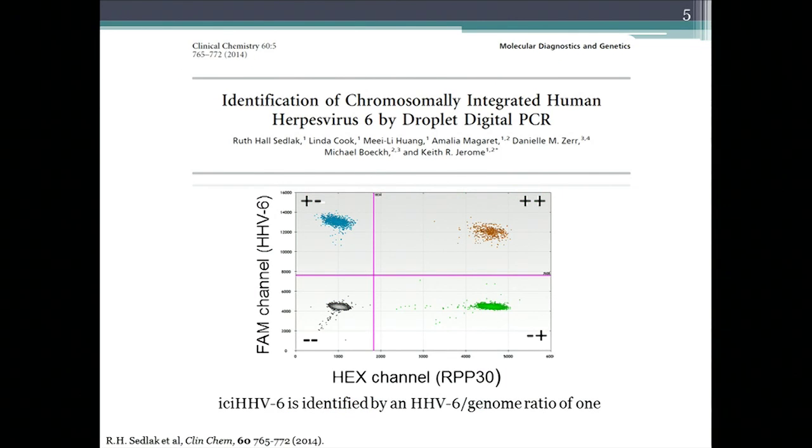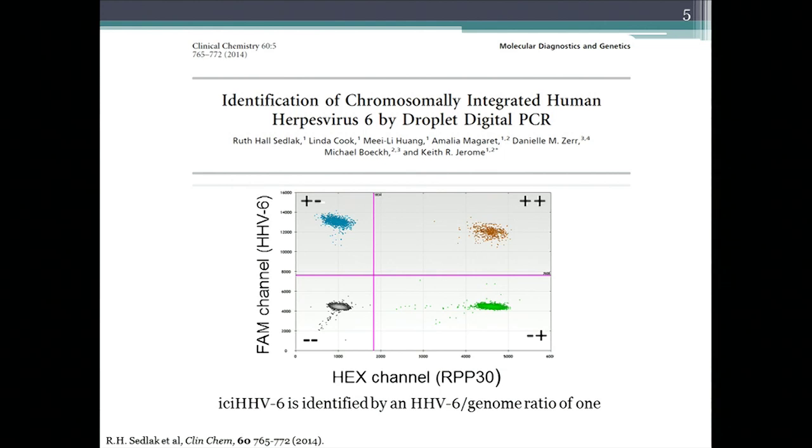We previously developed a clinical assay to identify ICI HHV-6 based on an assay targeting HHV-6 and RPP30, which is a cellular reference gene. This is just an example of what a droplet plot would look like, where you have droplets that are positive for HHV-6 only, droplets positive for RPP30 only, and then double positive droplets compared to completely negative droplets.